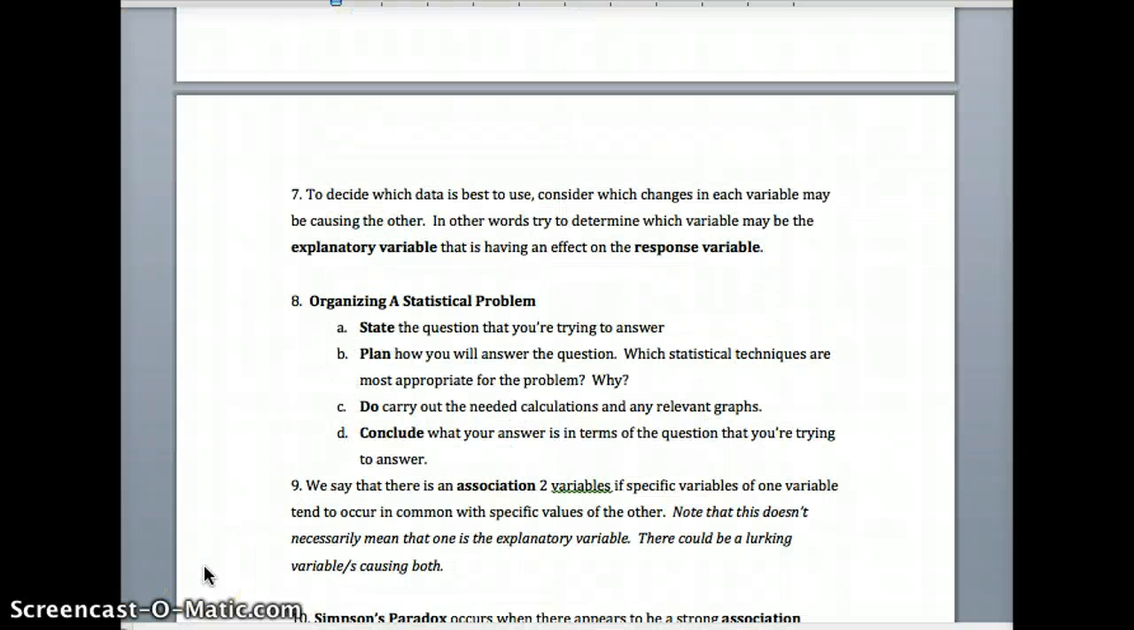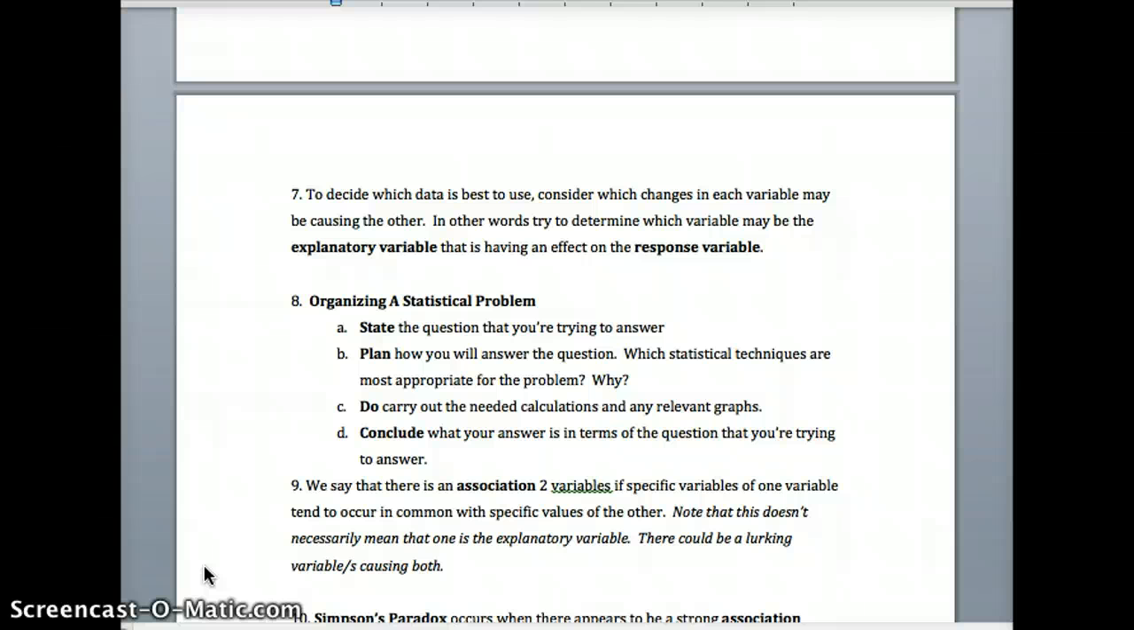So to decide how to use your data, always think about what the explanatory variable is and the response variable. Now, you may have heard in science classes and other math classes the explanatory variable referred to as the independent variable. Independent has a very different meaning in statistics as far as affecting probabilities, so we don't use the word independent variable. Explanatory variable is a much better term to use in this case because it's explaining the response.